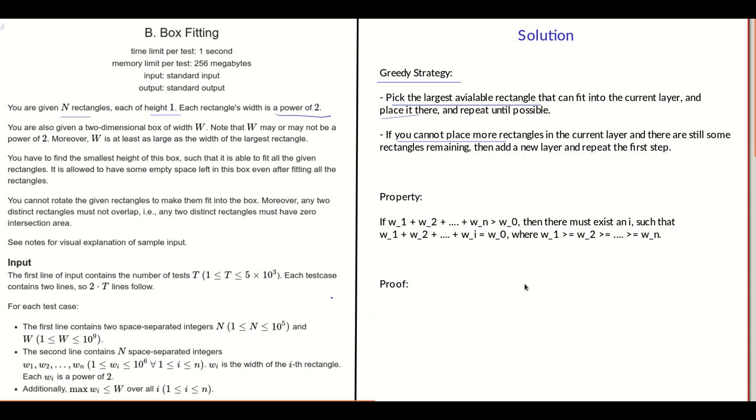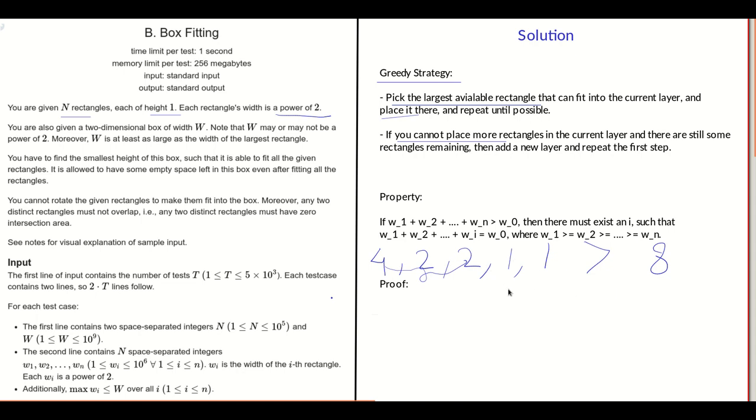Can you prove this? Why is this property correct? We can take an example and observe this property intuitively. Suppose we have widths 4, 2, 2, 1 and 1, and we have w0 equal to 8. We know that 4 plus 2 plus 2 plus 1 plus 1 equals 10, which is greater than 8. But we can always take 4 plus 2 plus 2 and that sums up to 8. So a prefix of these elements will sum up to 8, and this is a standard property.